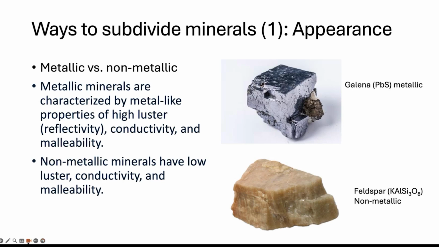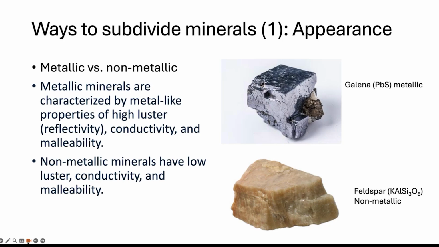All right, so what are the ways to subdivide minerals? Well, number one is appearance, right? We can talk about metallic versus non-metallic. So for example, galena there, very shiny, lead sulfide, that looks metallic. And down there is a feldspar, which does not appear metallic. It looks vitreous.